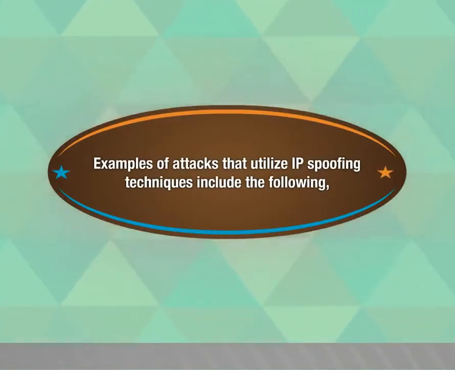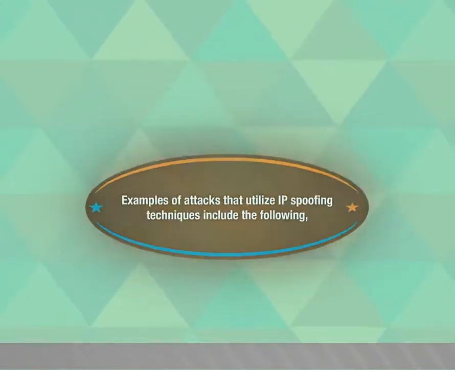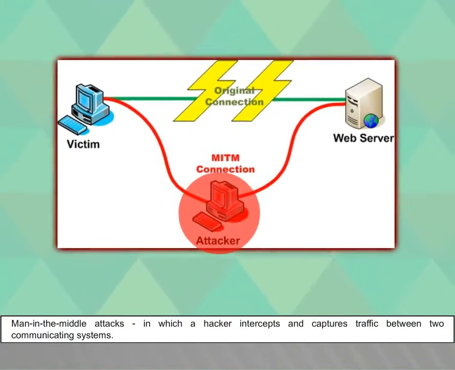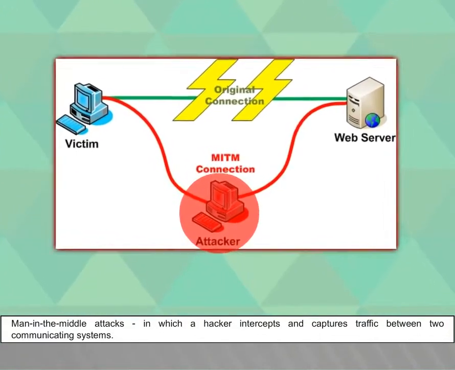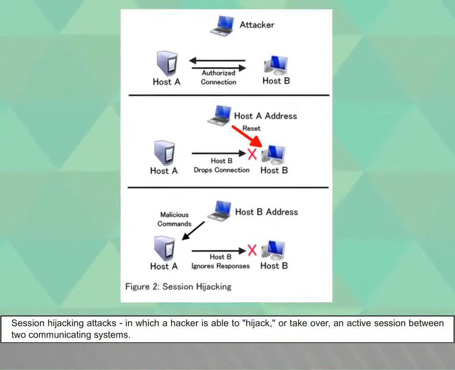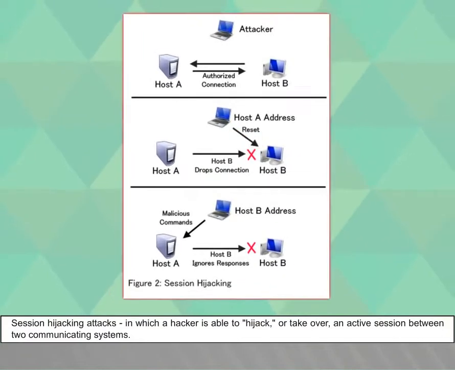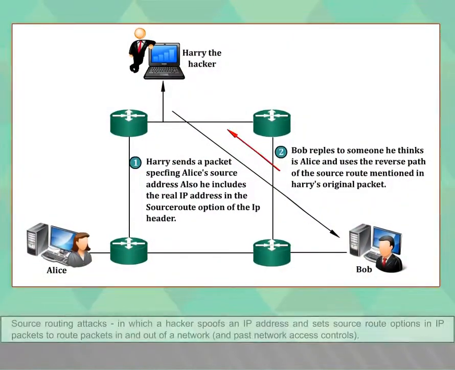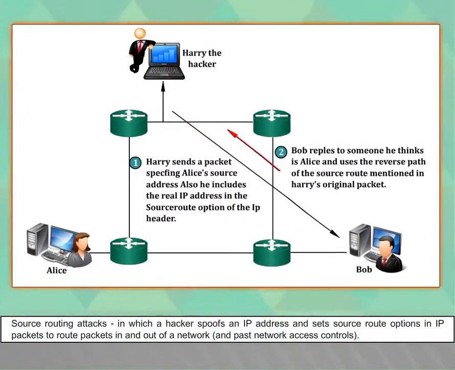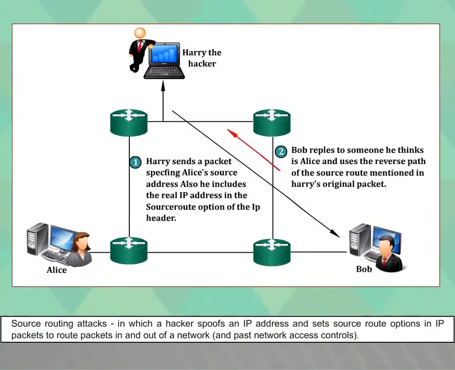Examples of attacks that utilize IP spoofing techniques include the following. Man-in-the-middle attacks, in which a hacker intercepts and captures traffic between two communication systems. Session hijacking attacks, in which a hacker is able to hijack or take over an active session between two communicating systems. Source routing attacks, in which a hacker spoofs an IP address and sets source route options in IP packets to route packets in and out of a network and past network access controls.